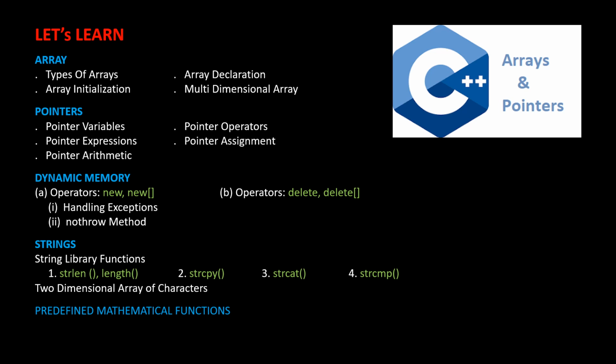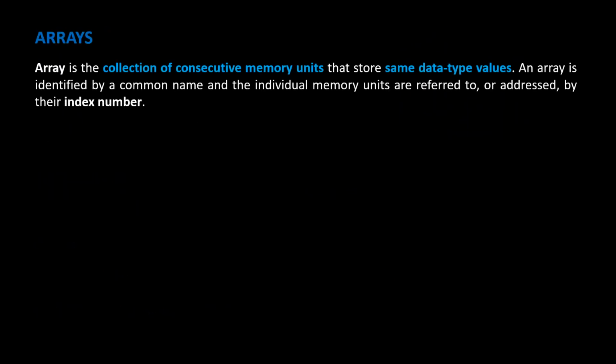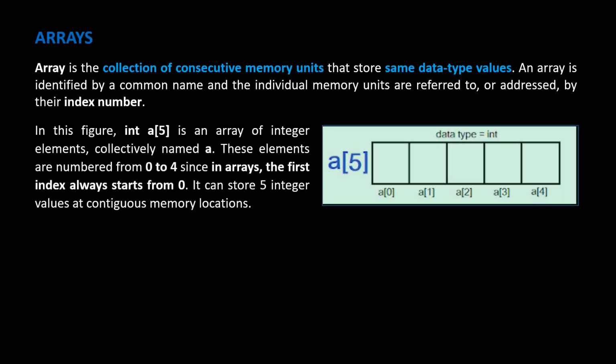So, what is an array? An array is the collection of consecutive memory units that store same data type values. An array is identified by a common name and the individual memory units are referred to, or addressed, by their index number. In this figure, int a[5] is an array of integer elements, collectively named a. These elements are numbered from 0 to 4, because in arrays, the first index always starts from 0. This declaration can store 5 integer values at contiguous memory locations.